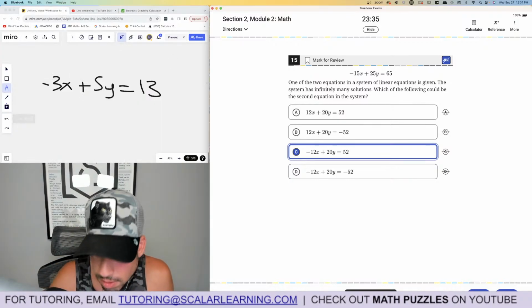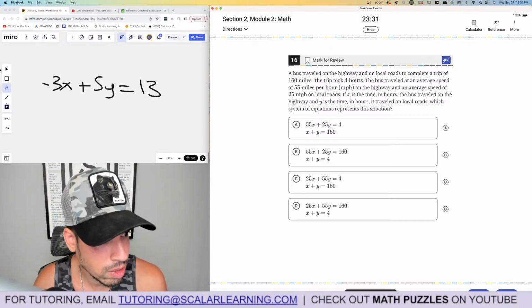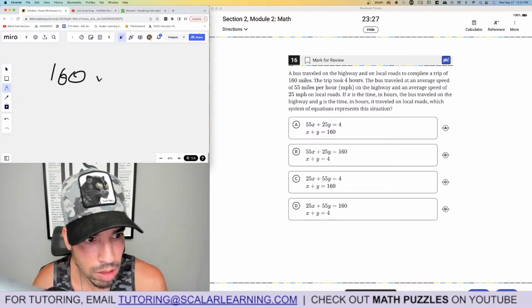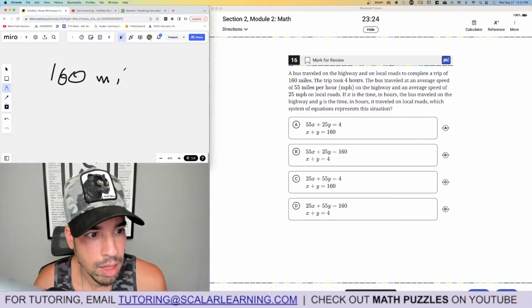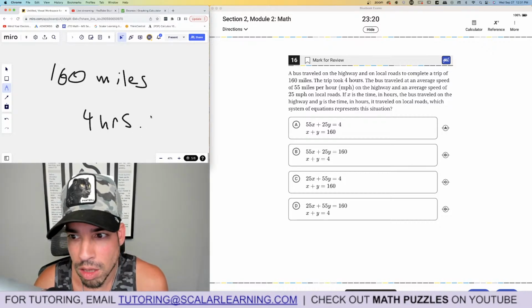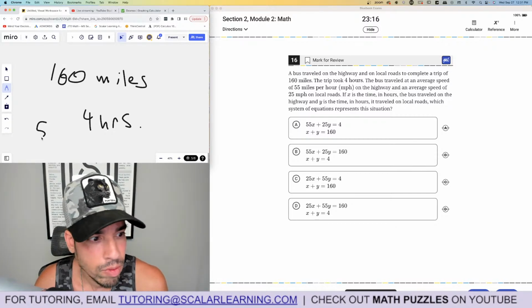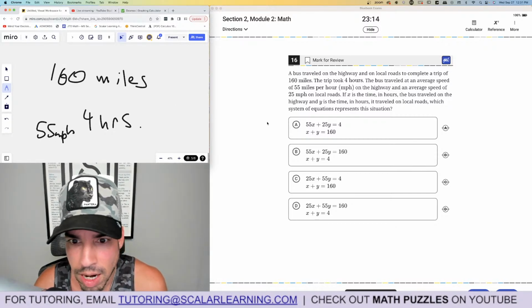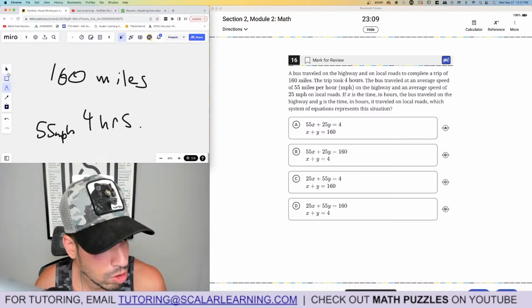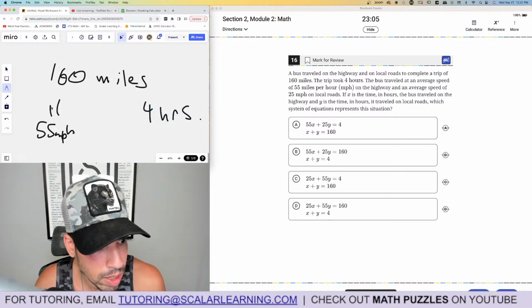Okay, next. A bus traveled on the highway and on local roads to complete a trip of 160 miles. Okay, let me just write these numbers down, 160 miles. And then the trip took 4 hours. The bus traveled at an average speed of 55 miles per hour on the highway, an average speed of... Let me organize this better. 4 hours, 55 miles per hour on the highway.